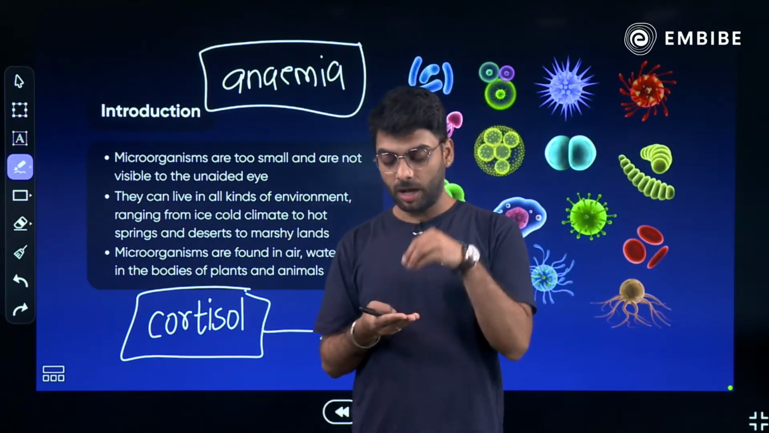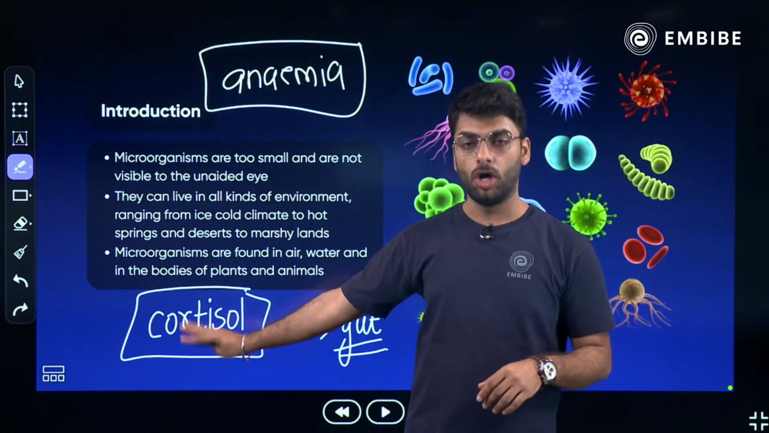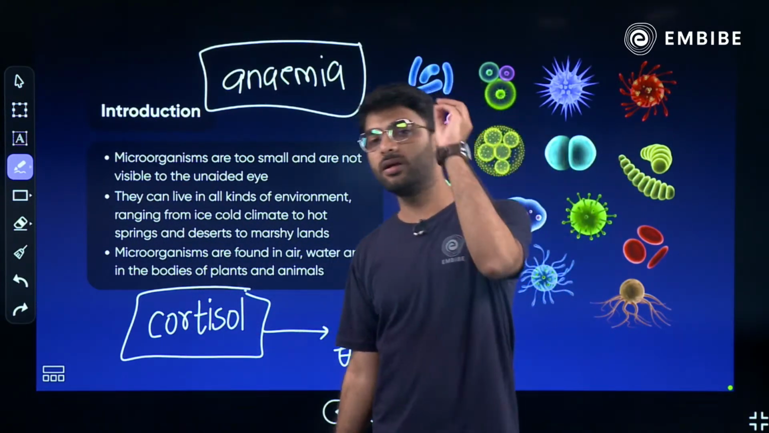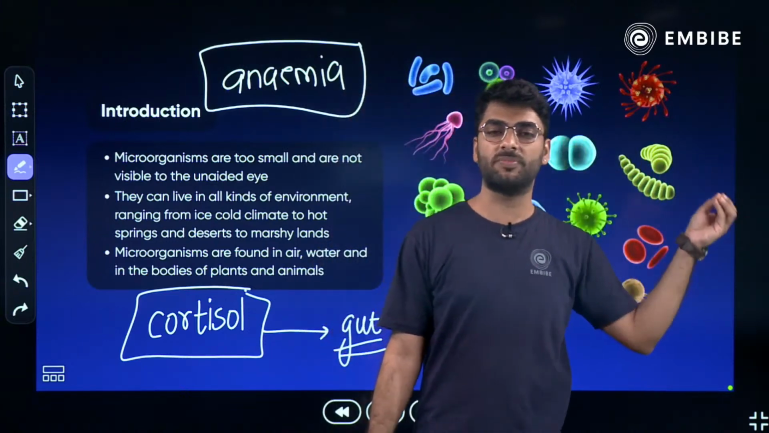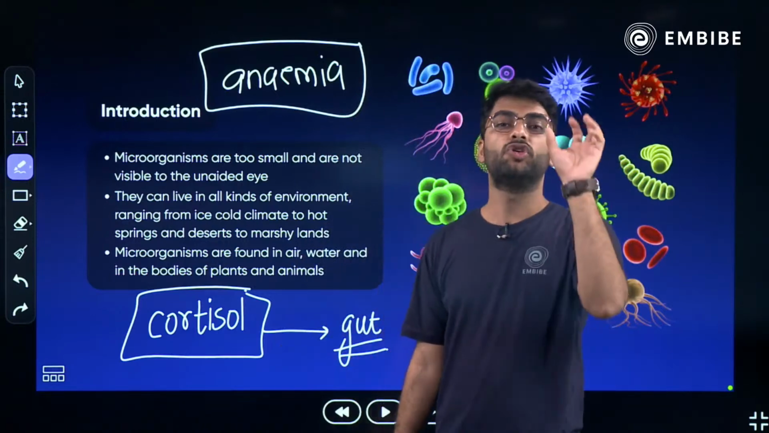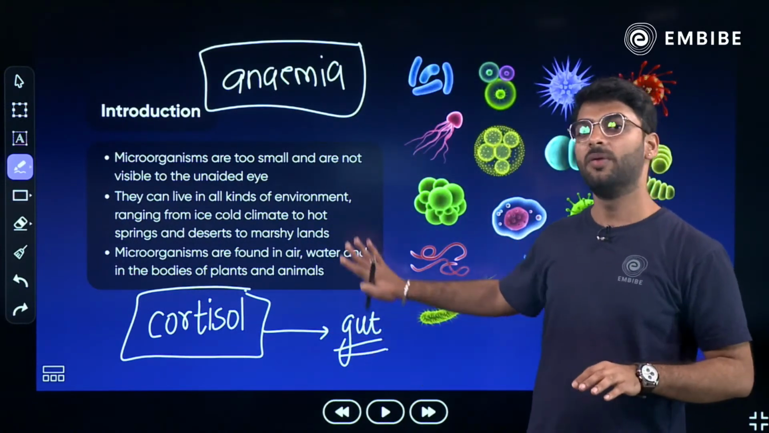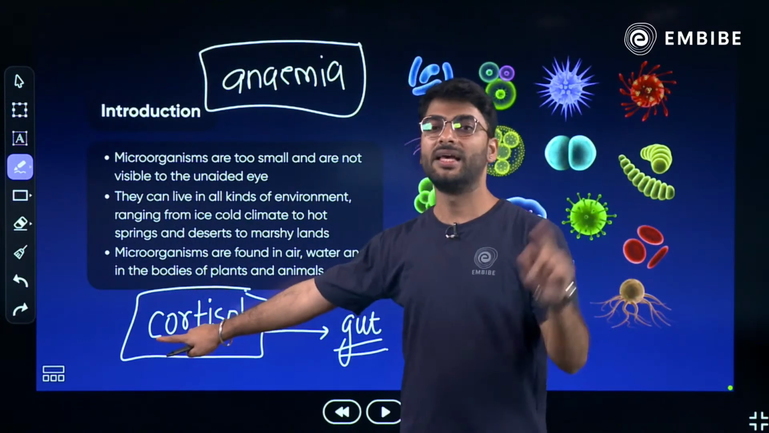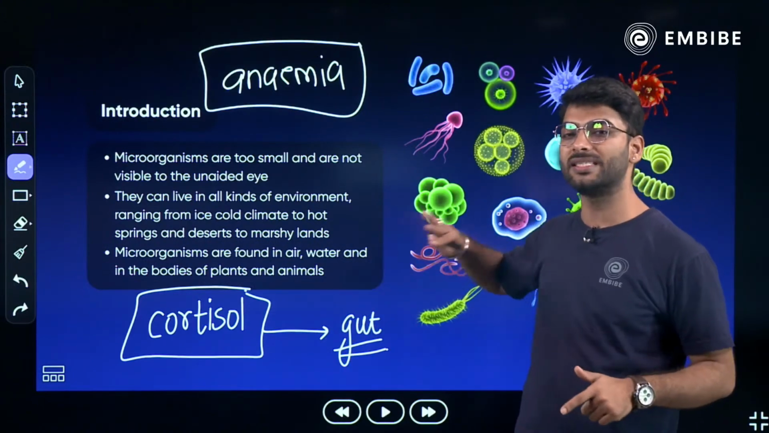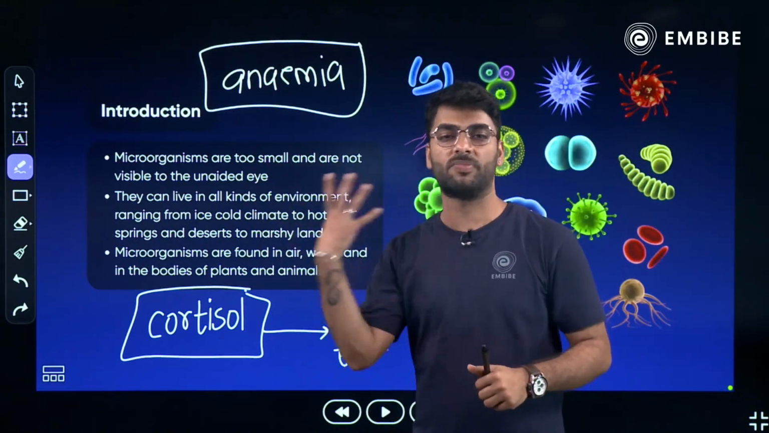Now when a person's cortisol level is high, no matter how many iron tablets you take, no matter how many iron rich vegetables you eat, no matter how many iron rich fruits you eat, your gut will not be able to absorb the iron, because the cortisol is high, the acidic level of the body is high, and so the gut will lose its capacity to absorb the iron from the tablets, from the vegetables, from the fruits.